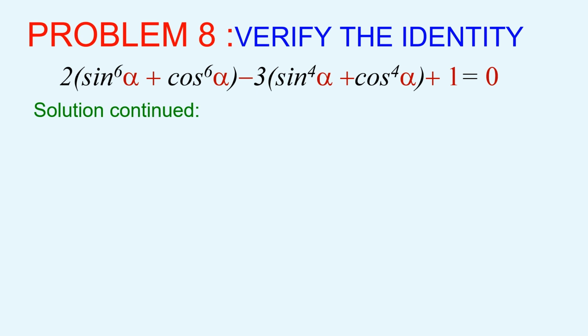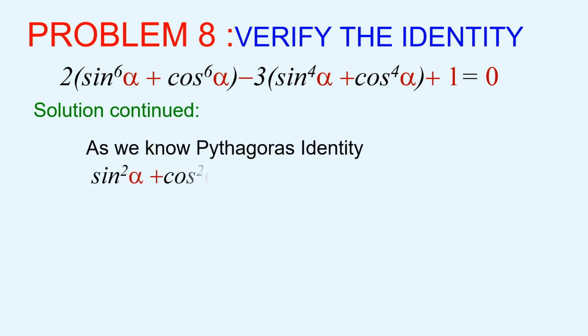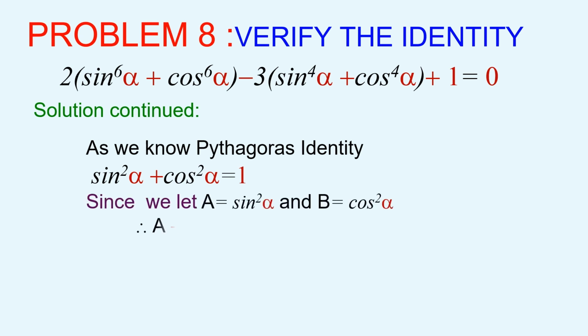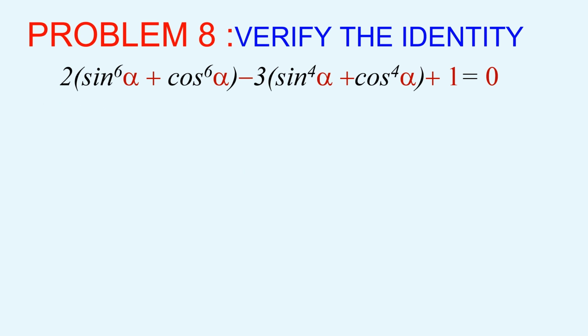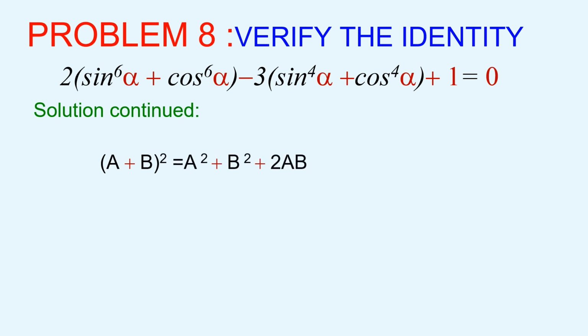Also we know Pythagoras' identity: square of sine of alpha plus square of cosine of alpha equals 1. As we let a equals square of sine alpha and b equals square of cosine of alpha, therefore a plus b equals 1. Also, a plus b whole squared and a plus b whole cubed equal 1. Follow the steps to solve these equations.